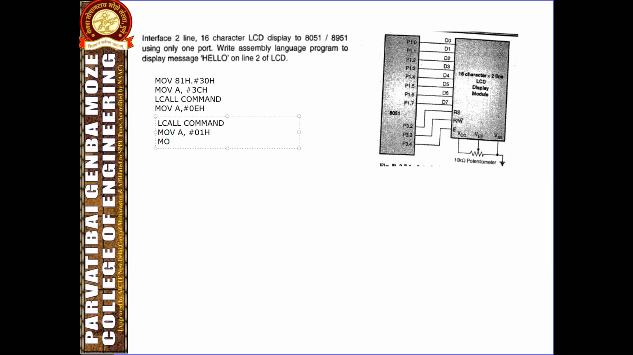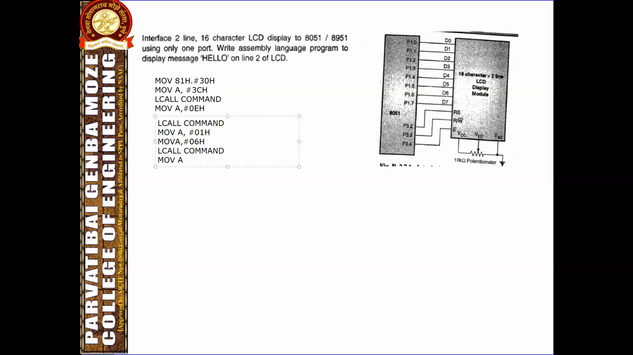Then MOV A, #06H, this code is used for shifting the cursor to the right. Then again call command. Now our cursor is shifted to the right.